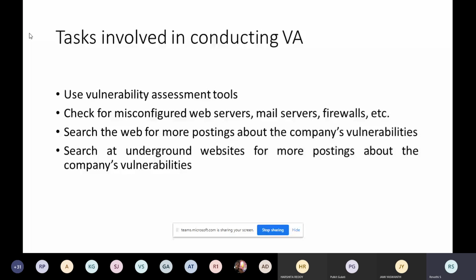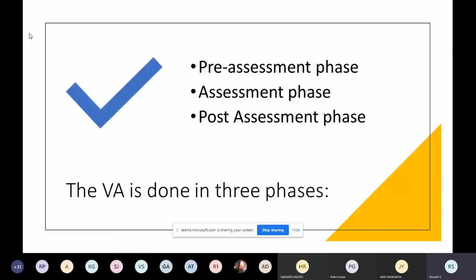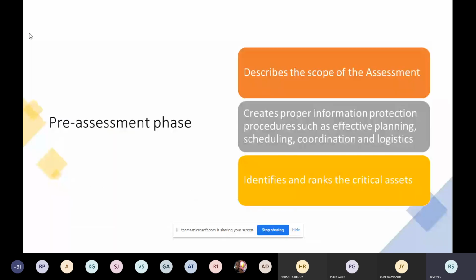Okay, and then there are three phases: the pre-assessment phase, the assessment phase, and the post-assessment phase. In the pre-assessment phase, as usual, you first define the scope of the assessment: whether you are doing the assessment for the entire organization, for all the networks and resources connected with the organization, or you are going to limit it within an area or within a source. So first that has to be defined, and you should mention the scheduling plan for the assessment to take place.